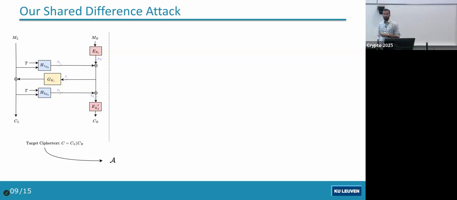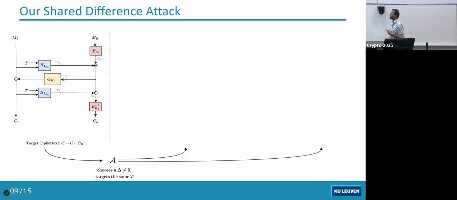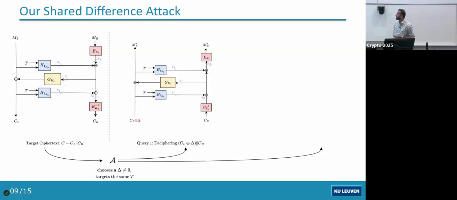We have an adversary who is given a target ciphertext C, and the goal for the adversary is to recover the plaintext for it. The ciphertext is generated from XCB AES. The adversary wants to target SPRP security, so basically it will use the same tweak, and it chooses a non-zero delta. And it decides to make two queries. The first query is a deciphering query with the deciphering oracle, and for this, it puts a delta in the left part of the ciphertext and asks the oracle to decipher it.